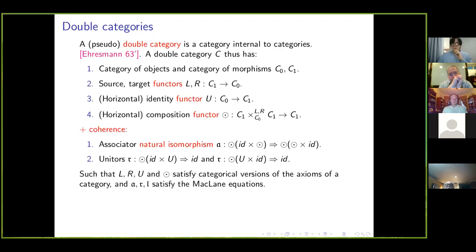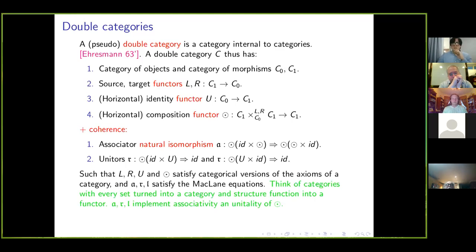And we assume that these satisfy what you would expect, the Mac Lane equations. If you haven't seen this ever, and it seems like a strange definition, just think about categories where every set or a class is substituted with a category, and every structure, function, domain, codomain, identity, and composition are substituted with functors. Again, we don't assume composition to be strictly associative or unital, but we assume the existence, we have to give those coherence isomorphisms, and we assume that they're compatible.